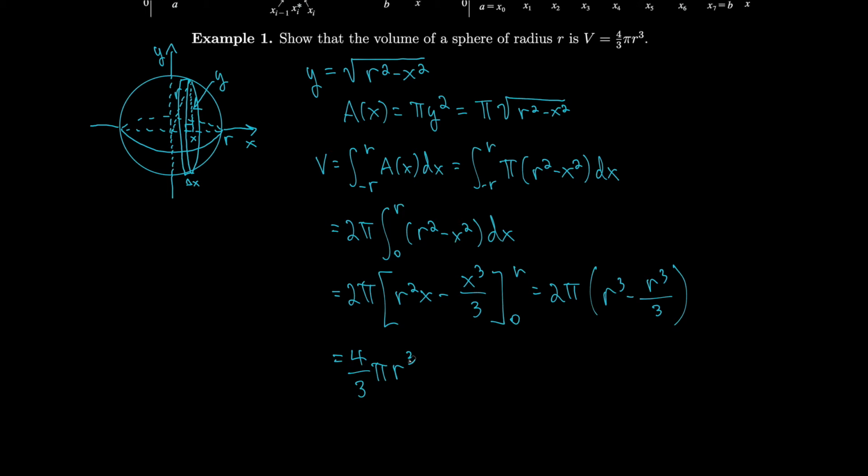Each time we do this, we're going to be looking at some sort of disk, and then we find the area of the face of the disk, and that's the area of a circle, so it's just π r squared. So we have to figure out what that radius is every single time, and then make sure that we write it as a function of x, and then do our integral.